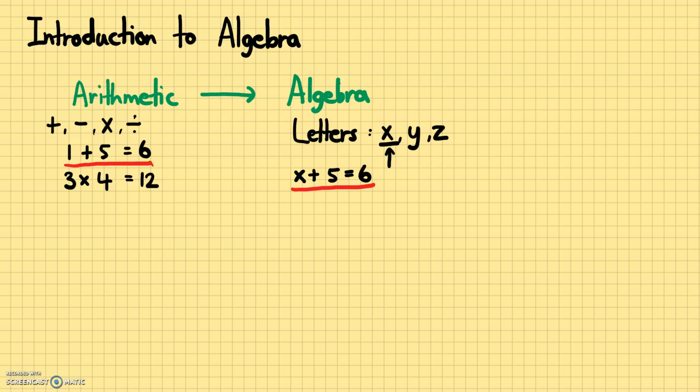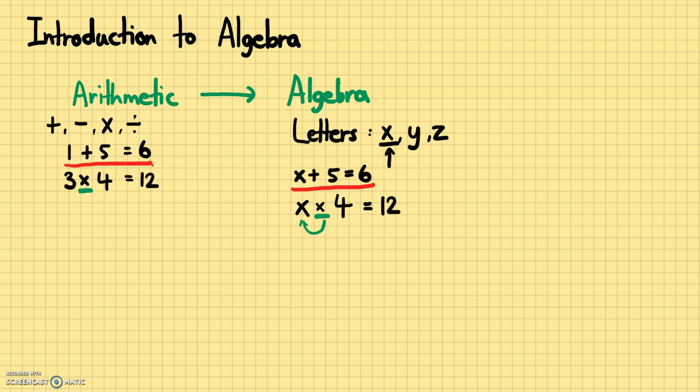The same goes for multiplication. Instead of having 3 times 4, you could have X times 4 equals 12. And what does X equal? Now, notice that our multiplication symbol looks too similar to X. It looks very, very similar to X.